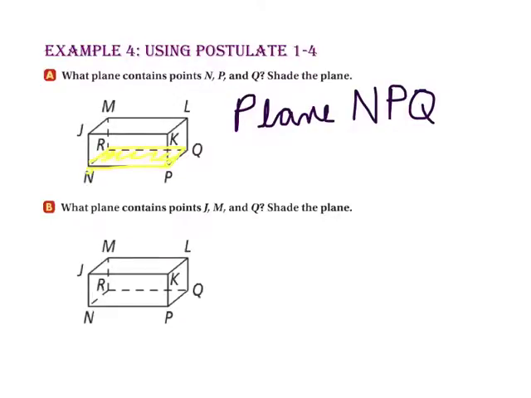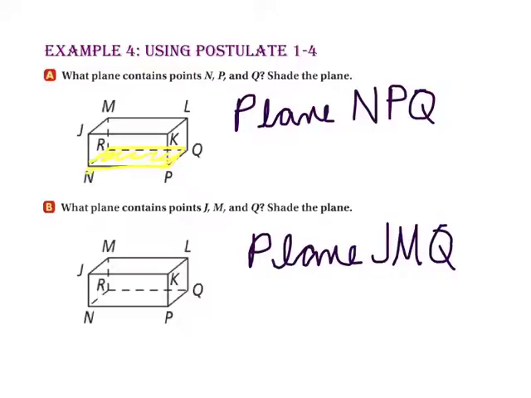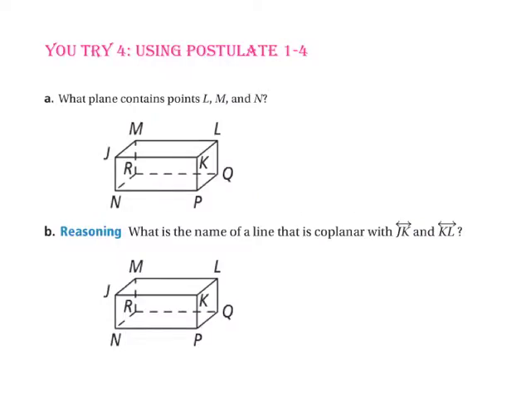For part B, what plane contains points J, M, and Q? That would be plane JMQ. And if we're going to shade it, here's J, M, and down here is Q. Notice this plane sits on the diagonal. Pause the video and do your try number 4.